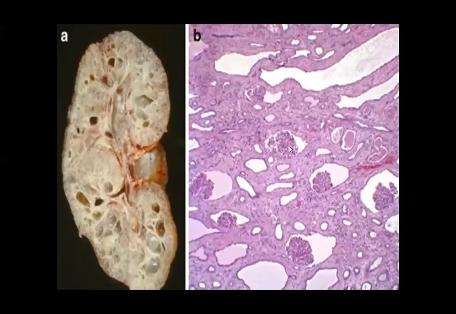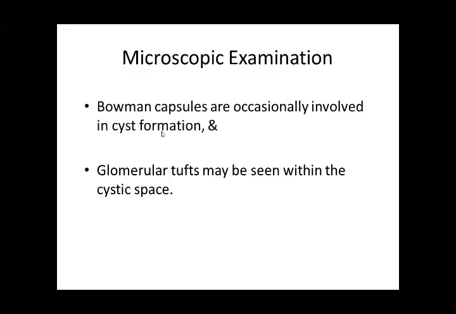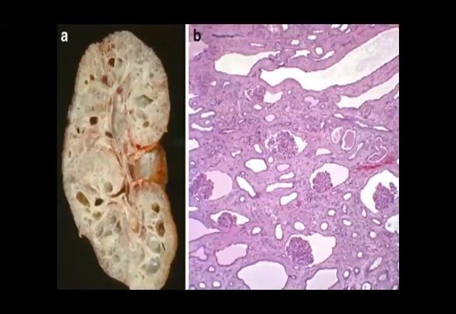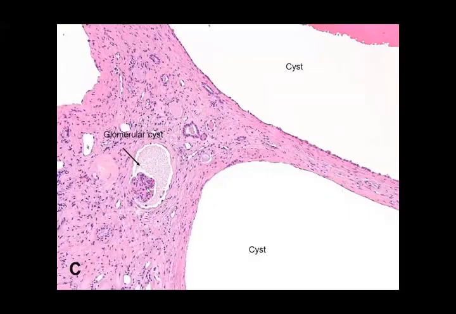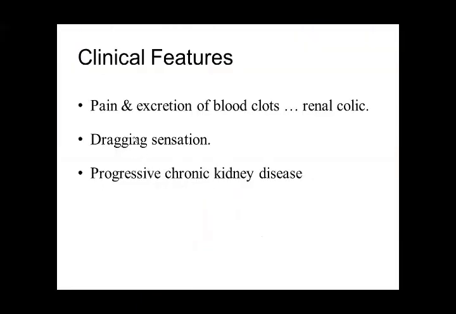These are glomeruli, don't confuse those with the papilla. And this is Bowman's capsule getting cystic changes. So Bowman's capsules are occasionally involved in the cyst formation. Glomerular tuft may be seen within the cystic spaces. You can see the glomerular tuft there. This is a glomerular cyst, right? This is another cyst, and look at the compressed epithelium. This is possibly cuboidal or columnar epithelium that has become compressed to look like a single layer of compressed epithelium.